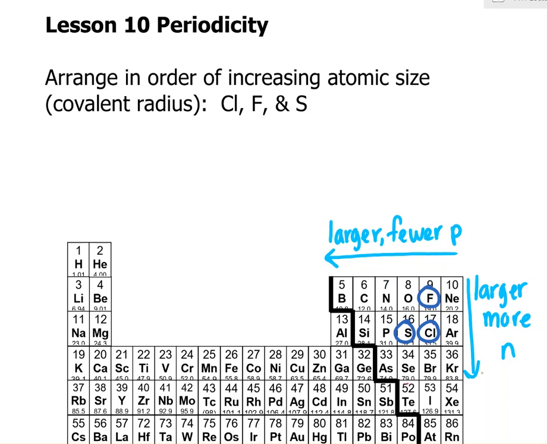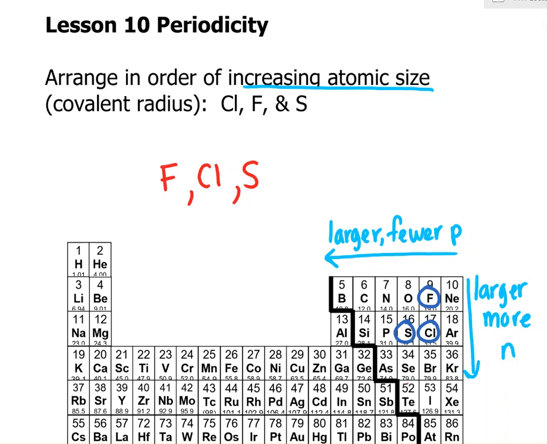So just by using those arrows, I can see that my largest one will be sulfur. I need to watch because it asks for increasing atomic size. So for sulfur, it will be last in the list. The middle, if I consider these two, of course I know chlorine's bigger. It has another energy level, so chlorine will be in the middle, and that makes fluorine my smallest one.